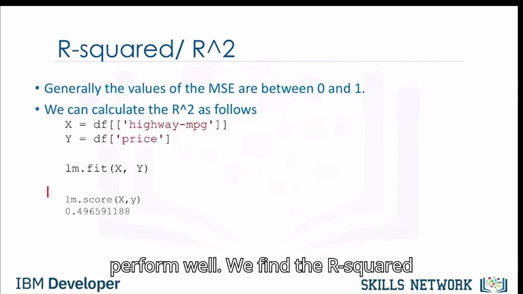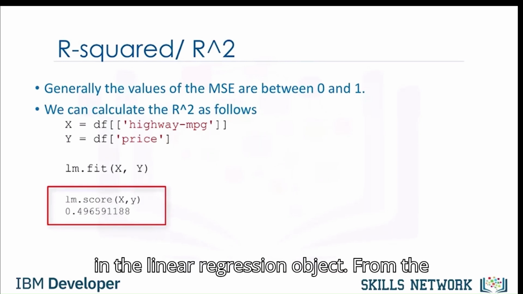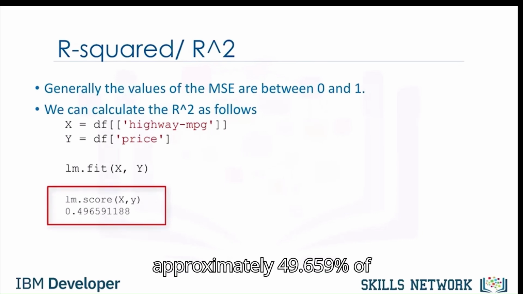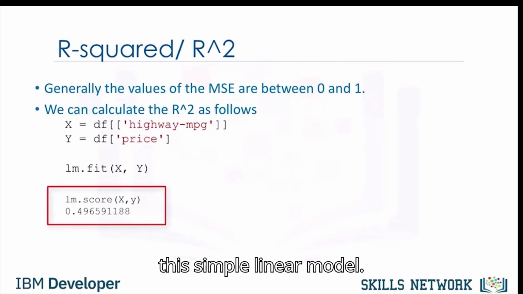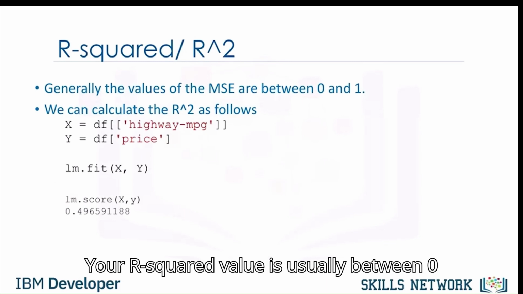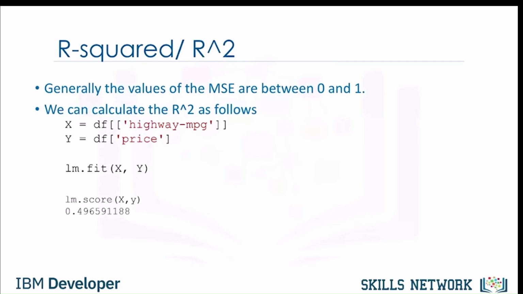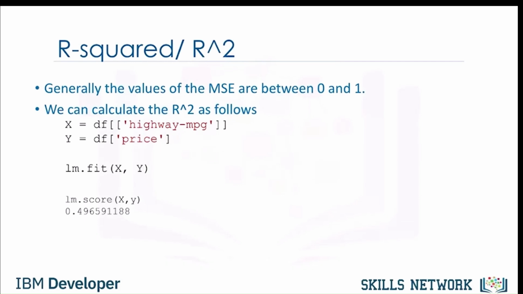We find the R squared value in Python by using the score method in the linear regression object. From the value that we get from this example, we can say that approximately 49.659% of the variation of price is explained by this simple linear model. Your R squared value is usually between 0 and 1. If your R squared is negative, it can be due to overfitting that we will discuss in the next module.